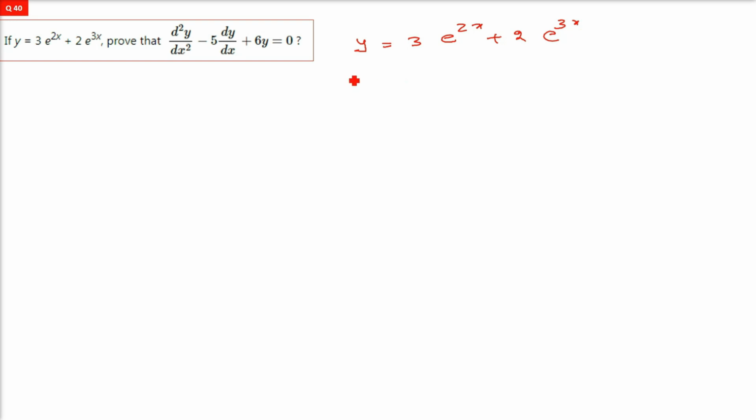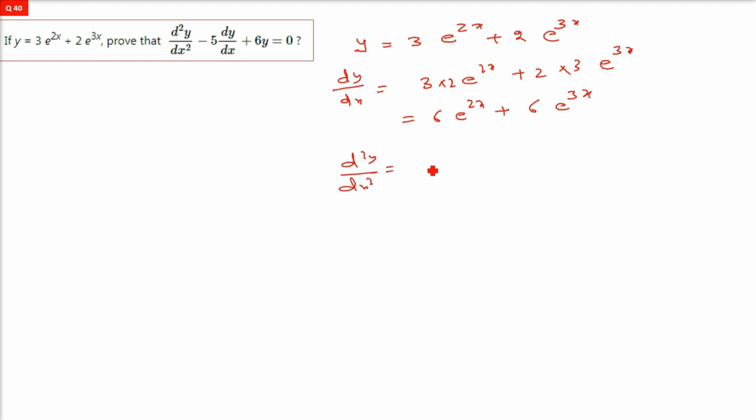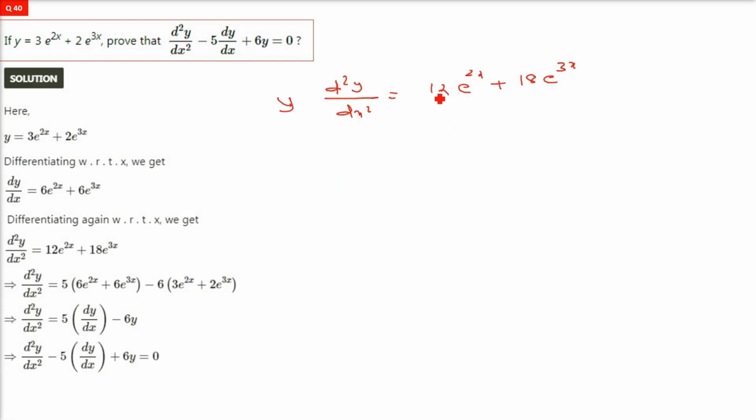So dy by dx is 3 e raised 2x, differentiation of 2x is 2, then 2 e raised 3x, differentiation of 3x is 3. So you get 6 e raised 2x plus 6 e raised 3x. This is your dy by dx. Now we have to arrange it such that we get dy by dx and y with d2y by dx2. So for that we have to find d2y by dx2. So 6 e raised 2x, 2x is again 2, plus 6 e raised 3x, 3x is 3. So we have d2y by dx2 as 12 e raised 2x plus 18 e raised 3x.